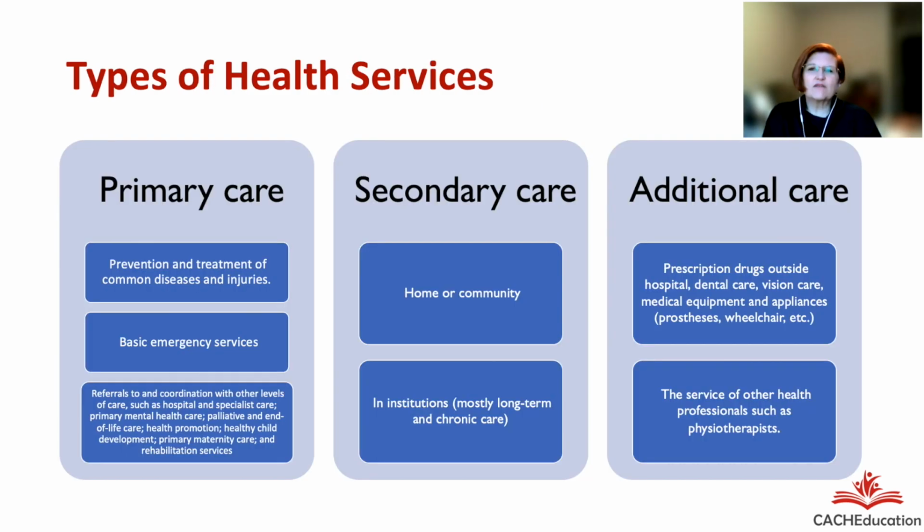When we look at types of health services, well, we have primary care, secondary care, and additional care. Our primary care services really focus on prevention and treatment of common diseases and injuries. It also encompasses basic emergency services and referrals to and coordination through various levels of care, such as hospital and specialist care, primary mental health care, palliative and end-of-life care, health promotion, healthy child development, primary maternity care, and rehabilitation services.